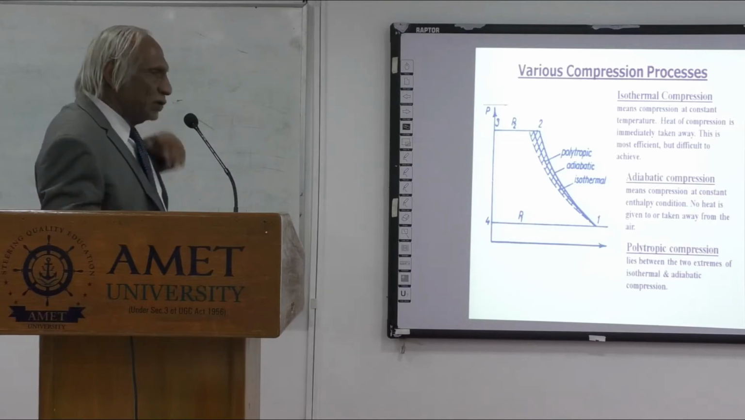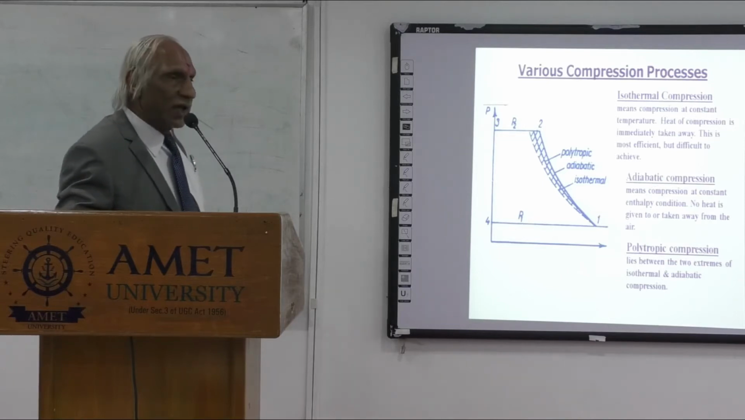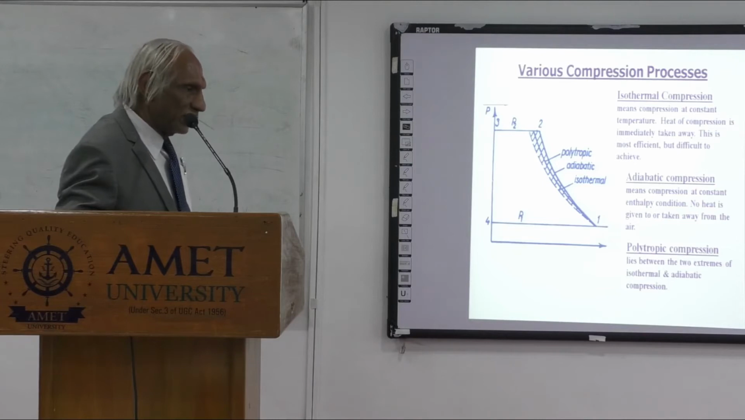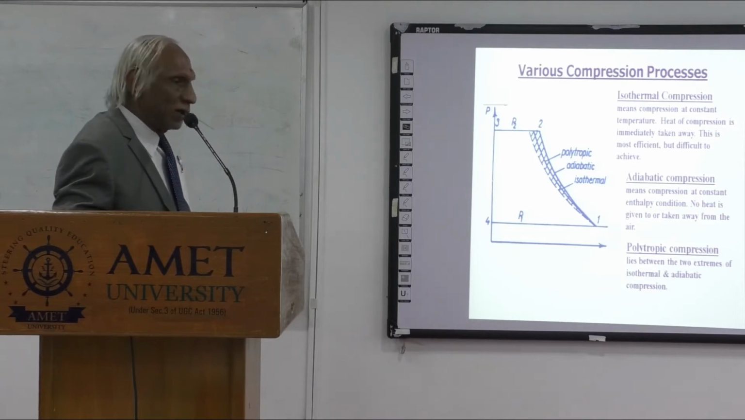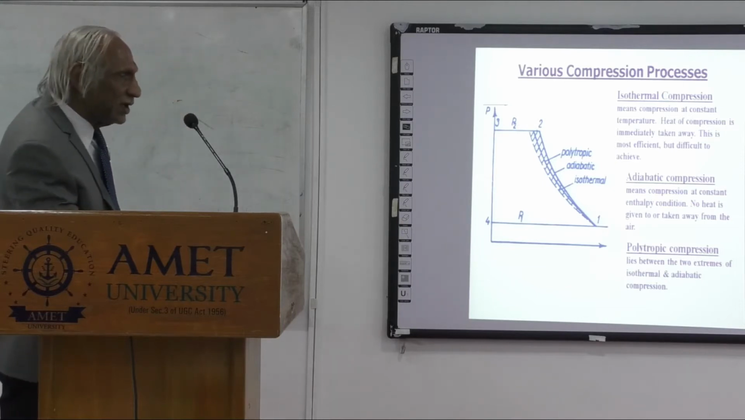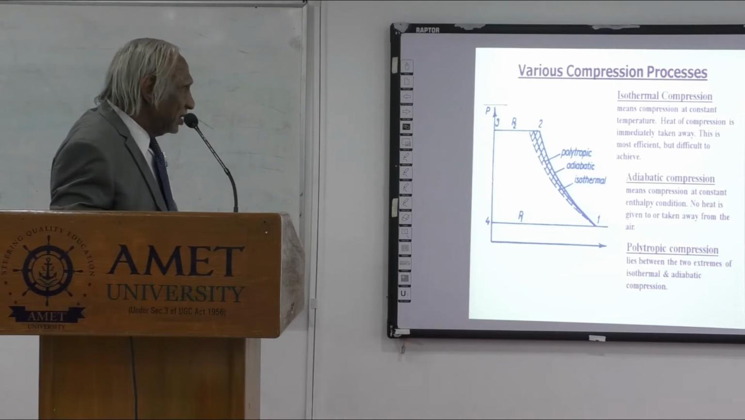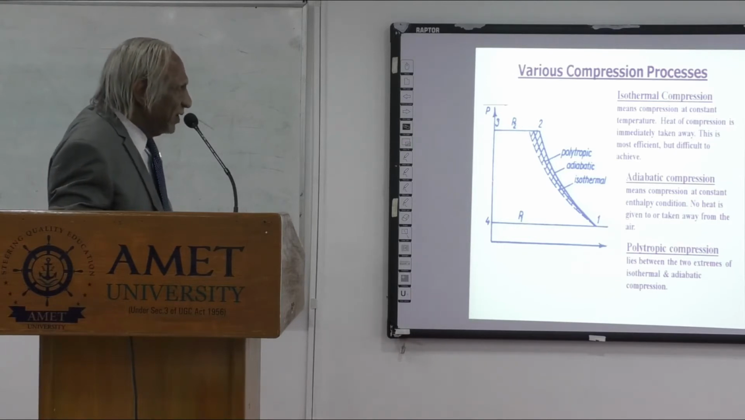Now, usually when you draw a PV diagram, there are three important processes. One is called the polytropic process, another is called the adiabatic process, and another is called the isothermal process. These are the three processes through which compression can take place, from point 1 to point 2, by following either the isothermal process, the adiabatic process, or the polytropic process.